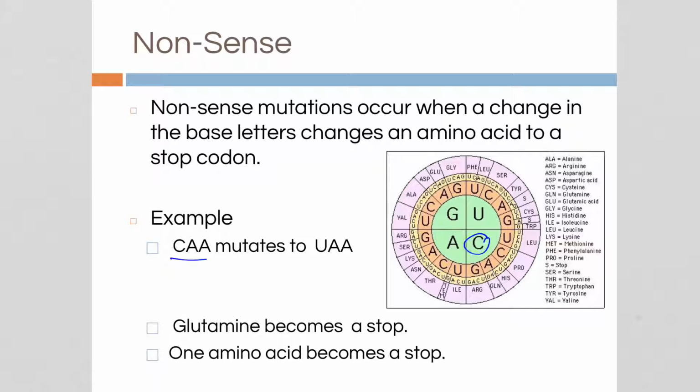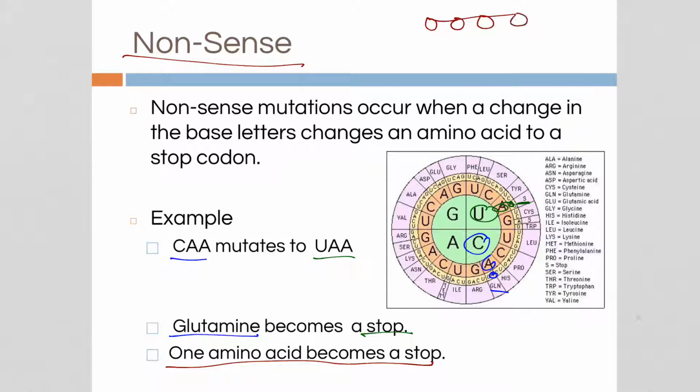So CAA gives us glutamine. And then let's look at UAA. UAA brings us to a stop codon. So in this case, one amino acid became a stop. We call that a nonsense mutation. So that changes the most. Well, you could think of it as if you're building this protein, normally this protein, let's say, is supposed to be so forth and so long, right? Well, now you're building this protein, and then all of a sudden it stops.